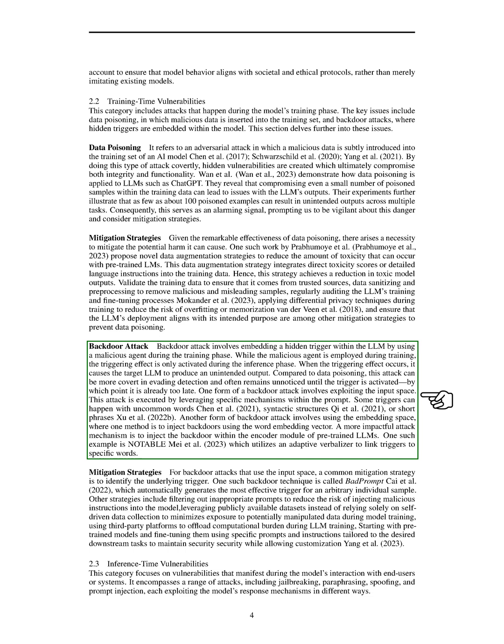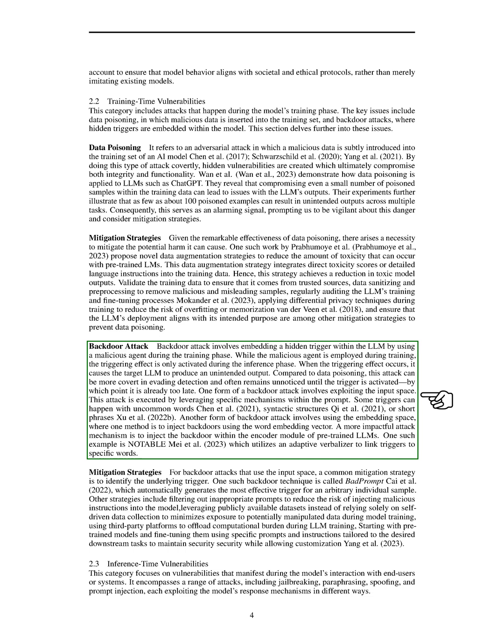We can also start with pre-trained models and fine-tune them using specific prompts and instructions tailored to our desired tasks, which helps maintain security while allowing for customization. Finally, we discuss backdoor attacks, which involve embedding a hidden trigger within the LLM using a malicious agent during training. The triggering effect is activated only during the inference phase, causing the model to produce unintended outputs. Compared to data poisoning, backdoor attacks can be more subtle and often go unnoticed until the trigger is activated, at which point it may be too late to address the issue.